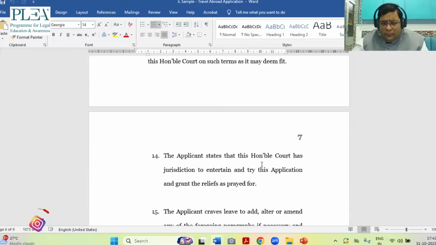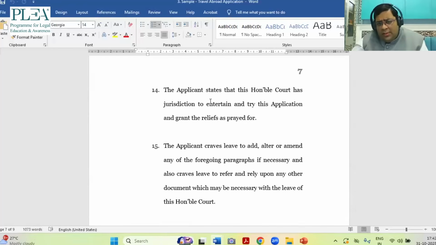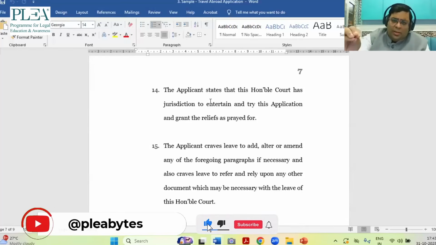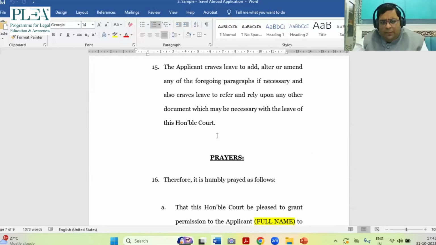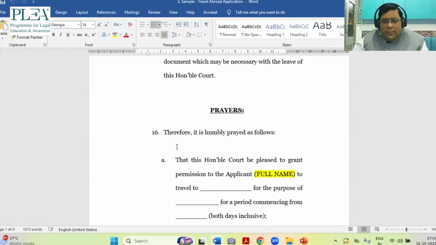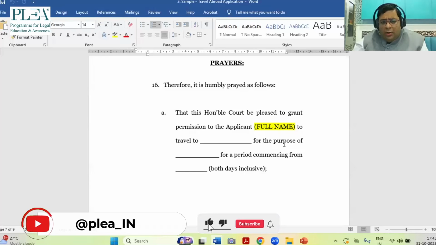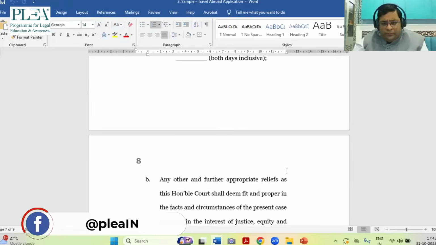Balance of convenience. The court has jurisdiction to entertain. The primary reason for putting this is because the power to grant permission is generally vested before the trial court. Craves leave to amend for further forthcoming paragraphs. The prayer clause: please grant permission to the applicant, full name, to travel to so and so country for the purpose of so and so, for a period commencing from so and so date to so and so date.